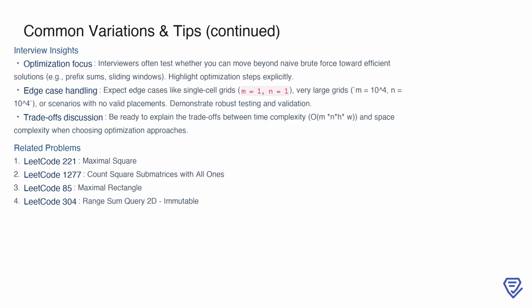Additionally, be ready to discuss trade-offs between time complexity and space complexity. For example, you might need to explain the balance between the time complexity of O(M*N*H*W) and the additional memory usage required for certain optimizations. Lastly, if you want to practice related problems, consider tackling LeetCode 221, which focuses on finding the maximal square, or problems like LeetCode 1277 and 85 that deal with counting submatrices and rectangles. LeetCode 304, which involves range sum queries in 2D, also shares some similar optimization concepts.